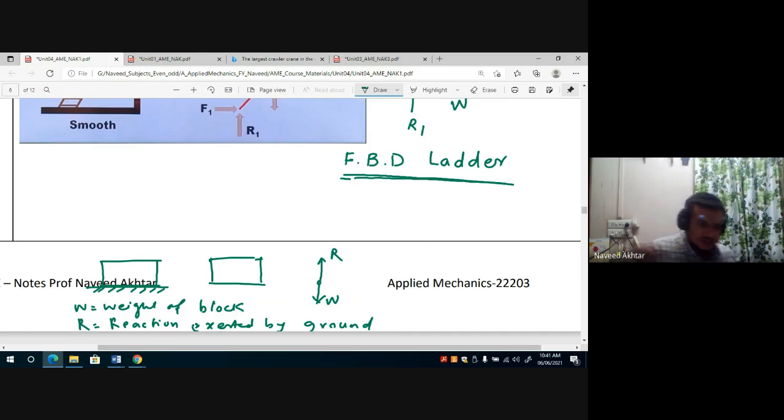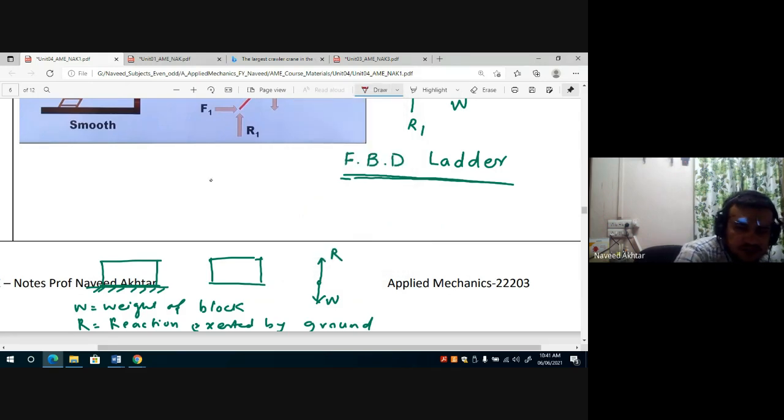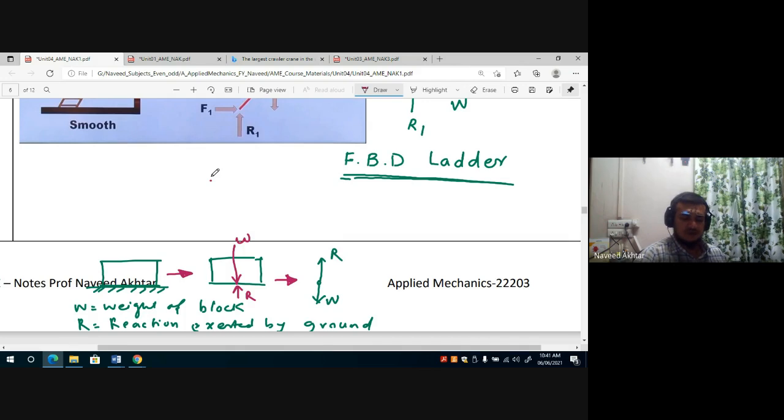Okay, so you can see the weight is acting downward. That is the weight of the block, and the reaction is exerted from the ground. That is R. And when we draw the FBD, we can draw like this. So this is the concept of how the free body diagram is shown. The representation of the forces acting on our body without showing the surroundings is called the free body diagram.